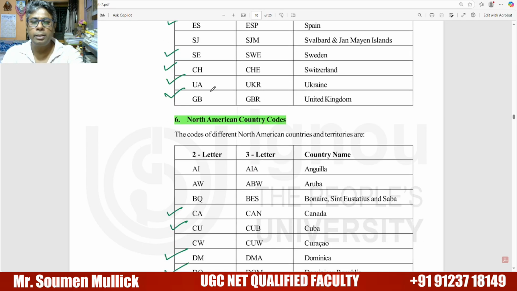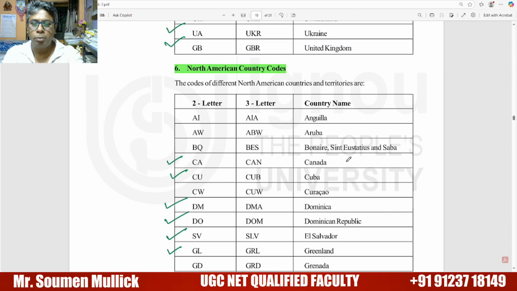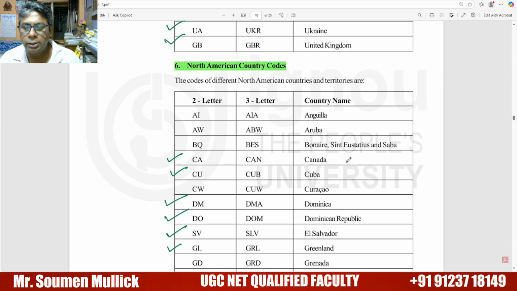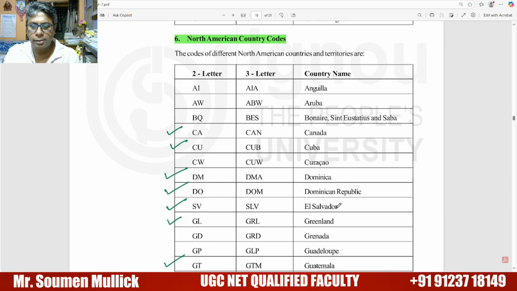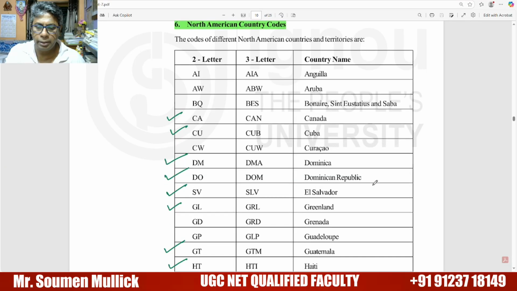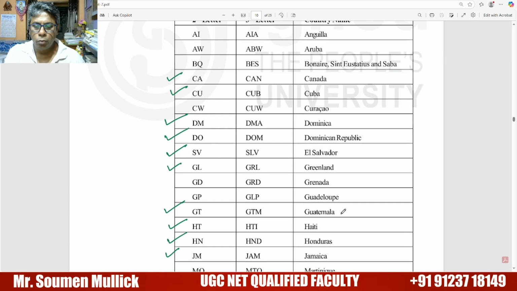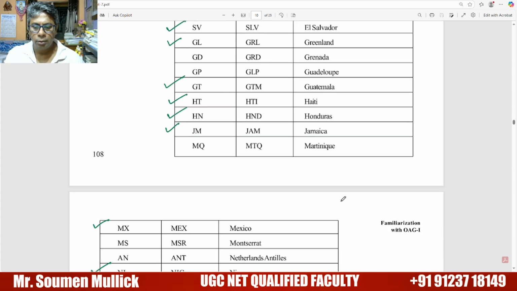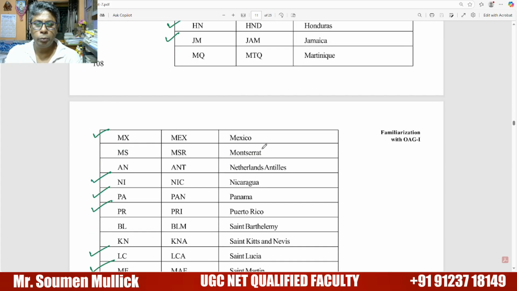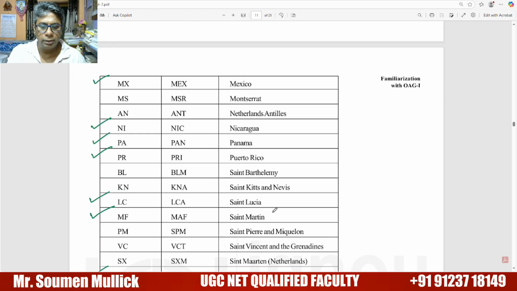Next, North American country code. This is a very important part of the North American country code. Canada, Cuba, Dominica, El Salvador, Dominican Republic, Greenland, Guatemala, Haiti, Honduras, Jamaica, Mexico, Nicaragua, Panama, Puerto Rico. These are the North American countries.